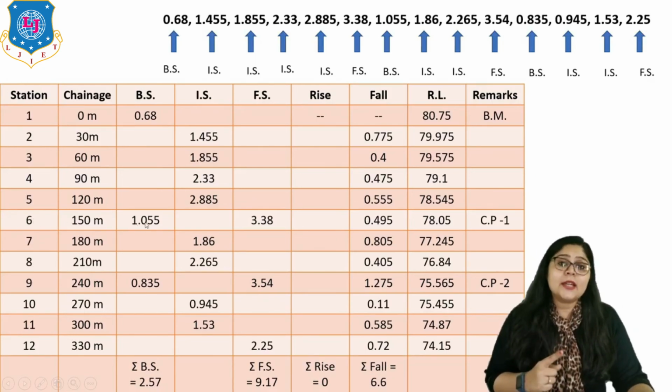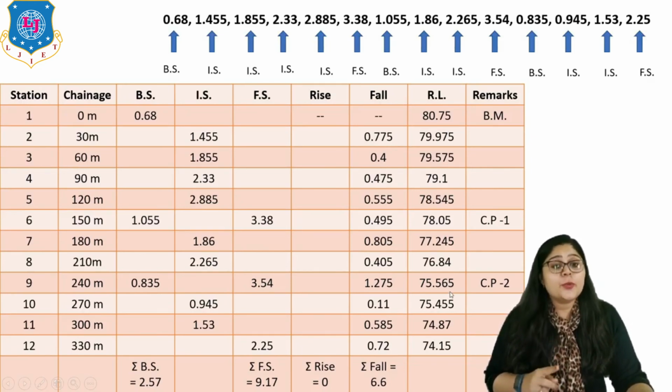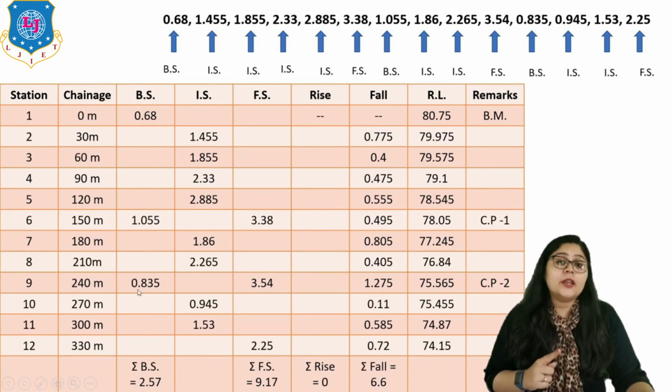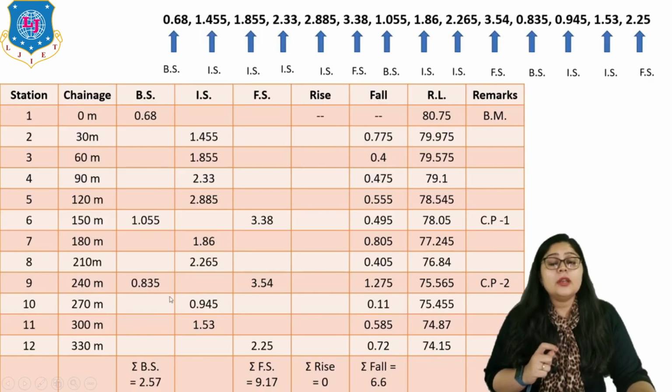Now this is my next setup, that after BS, whatever the IS, here 2 IS are there. Then after that whatever the FS, it means 3.54, which indicates it is my change point 2, right? Whenever the change point comes, I have to go for the BS on the same station, right? So that is why 0.835 on station 9. Then after here you can see 2 IS are there, and lastly the FS value is over there, right?